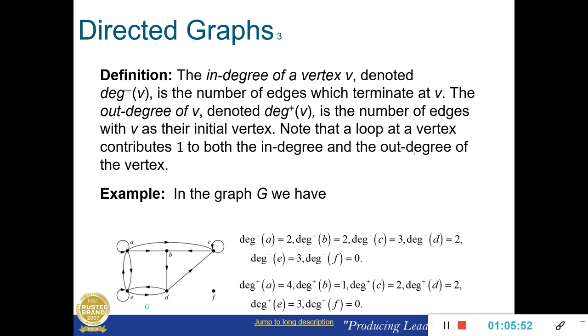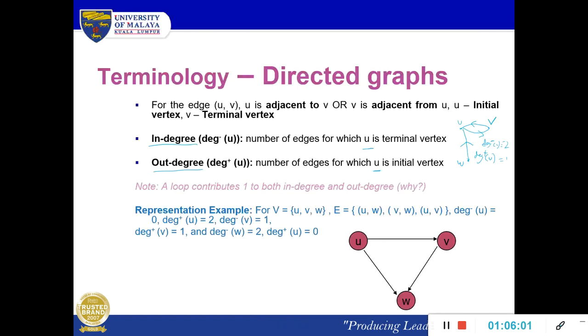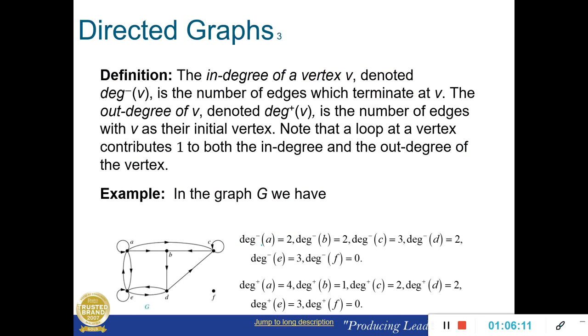So number of regions which terminate at V. Look at the example, in-degree of A. In in-degree, if you see the minus, it terminates at U. So for A, how many terminate at A? 1, the loop itself, 2. So the in-degree of A is 2.